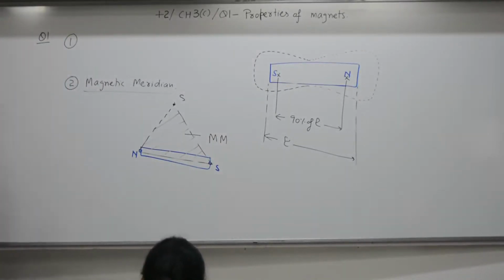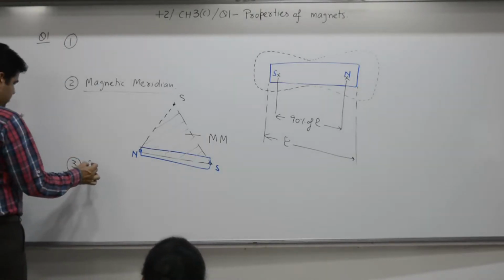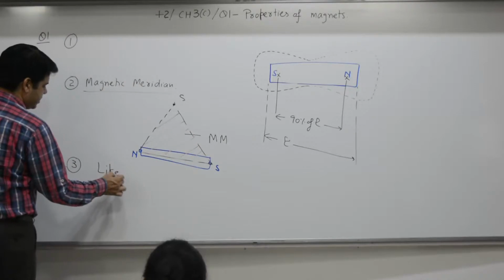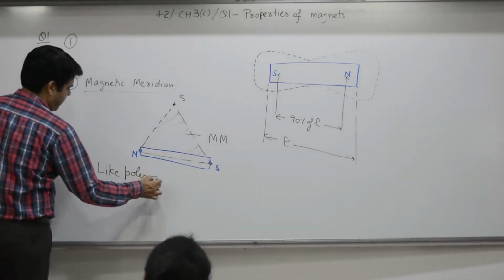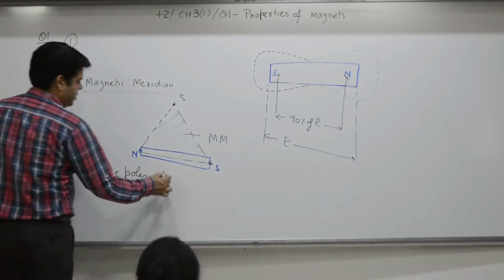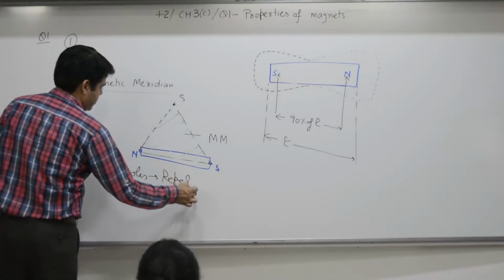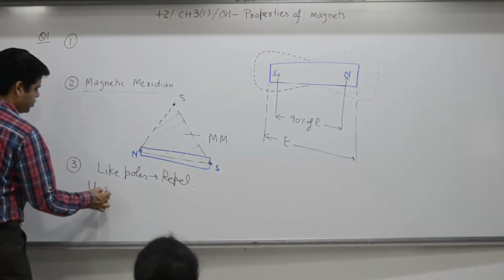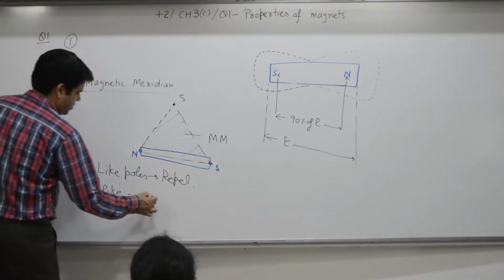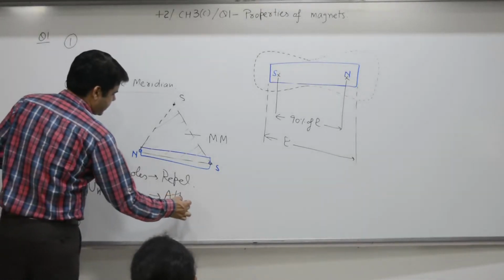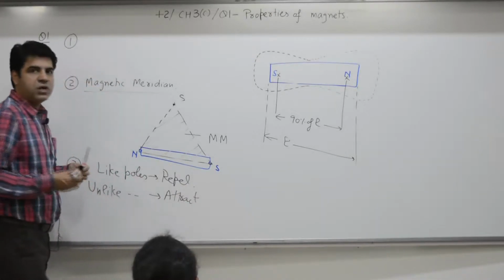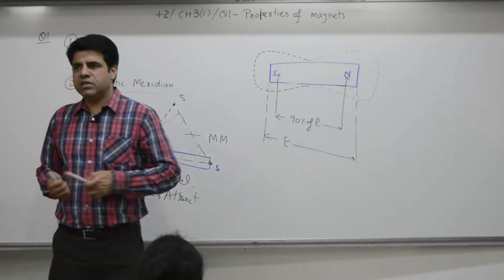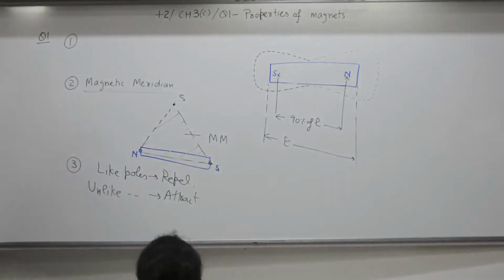Third, like poles repel. Unlike poles attract. So, south will repel south, north will repel north, and north will attract south.